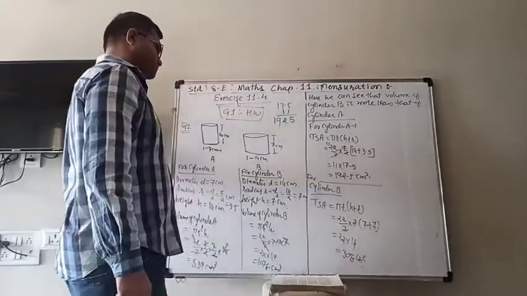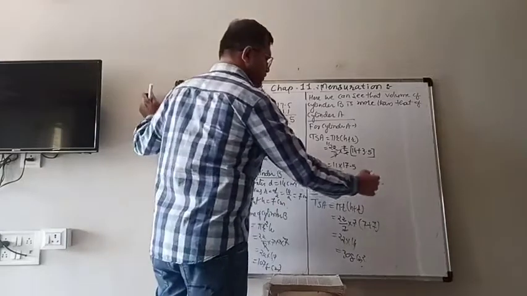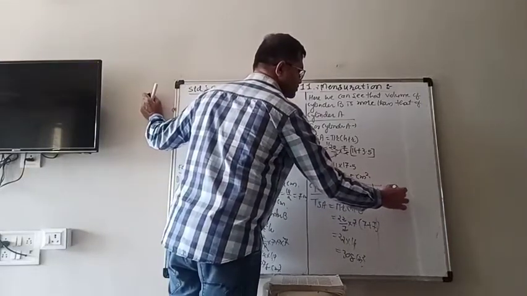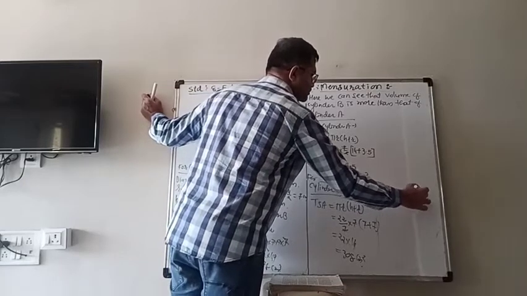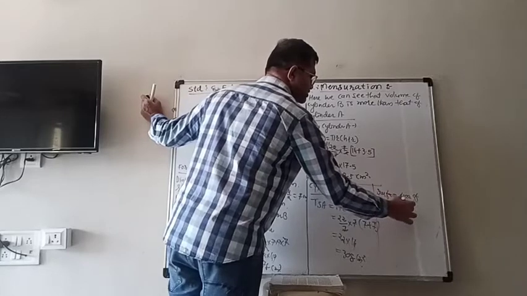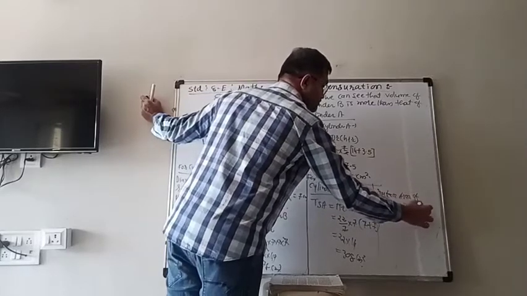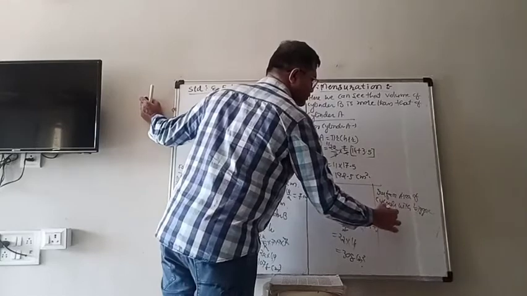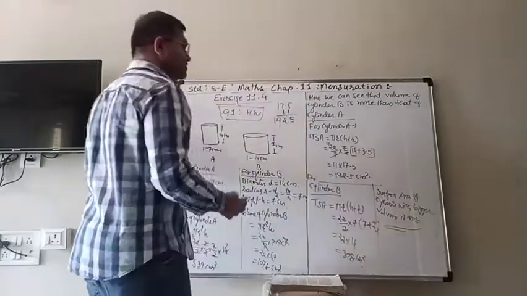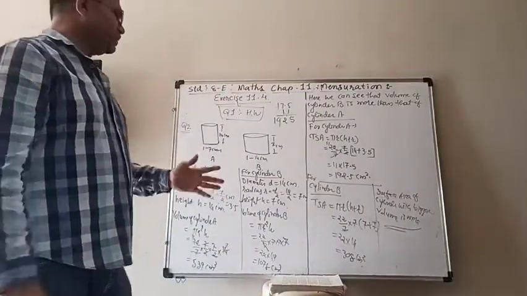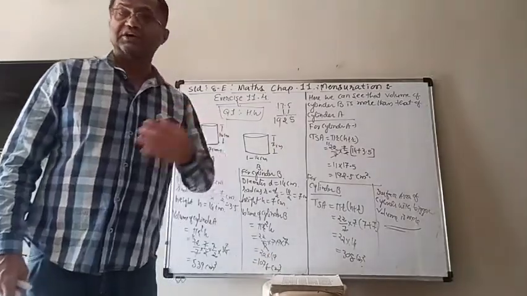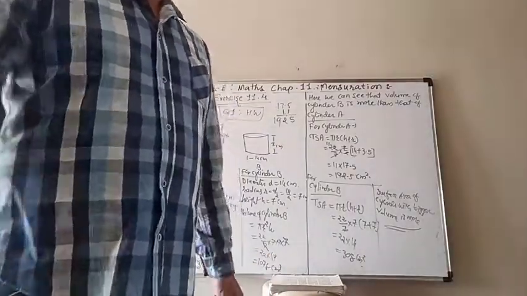So here you can see that the surface area of the cylinder with bigger volume is more. So by this we can see that if the volume is bigger, then here the cylinder's surface area is also bigger.